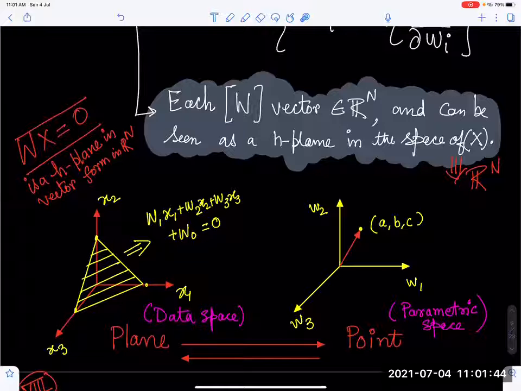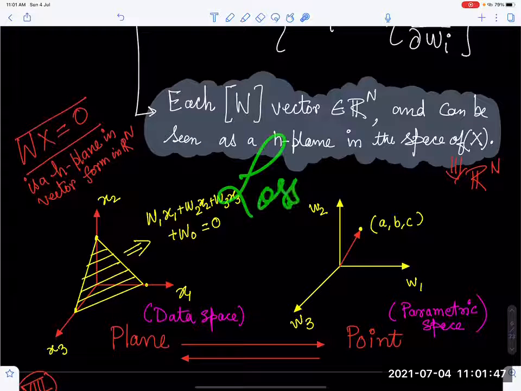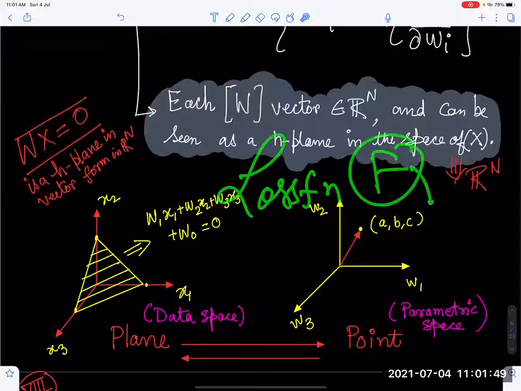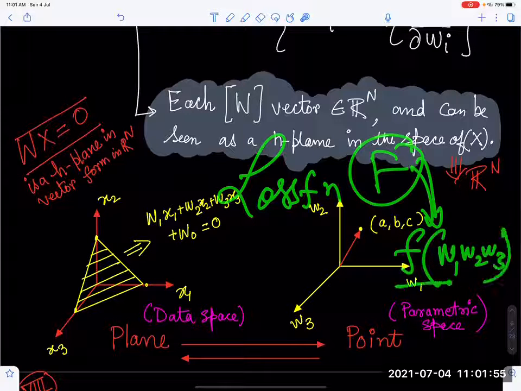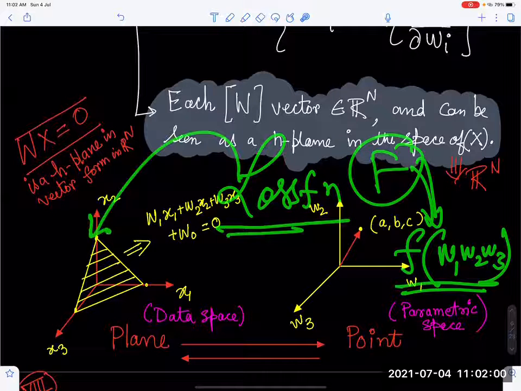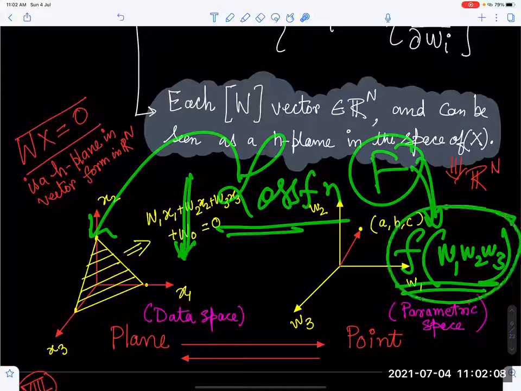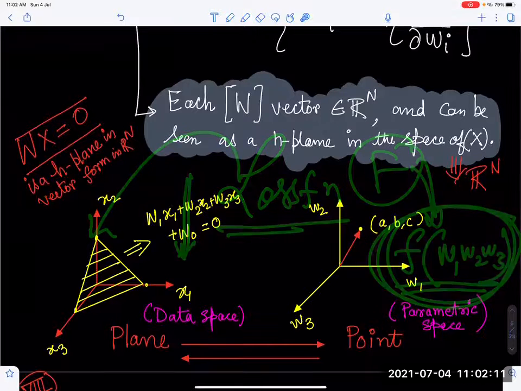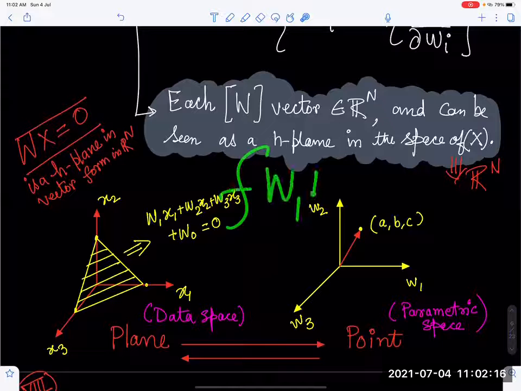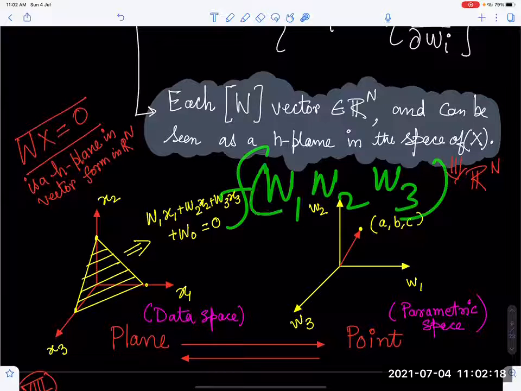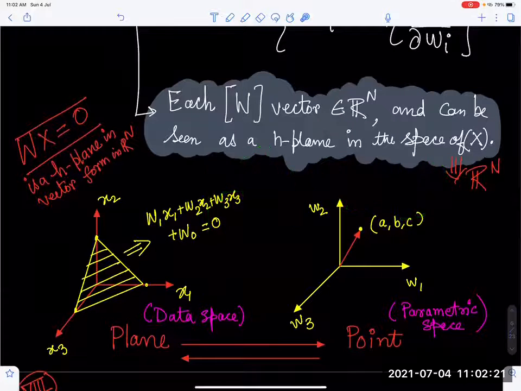We are trying to come up with some loss function, say f, which is a function of w1, w2, and w3. This loss function tells how many points are misclassified, and I want to minimize that misclassification rate, which is a function of all my parameters, the parametric space f of w1, w2, and w3. I want to minimize it, and it's just a minimization.